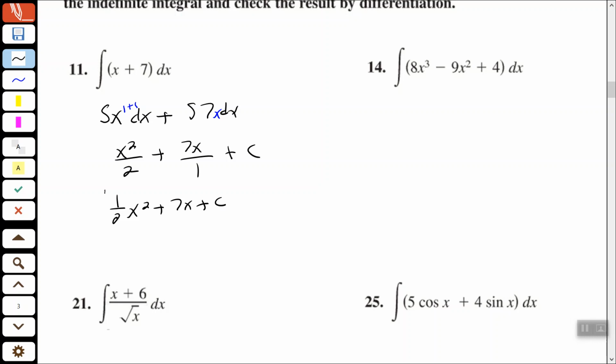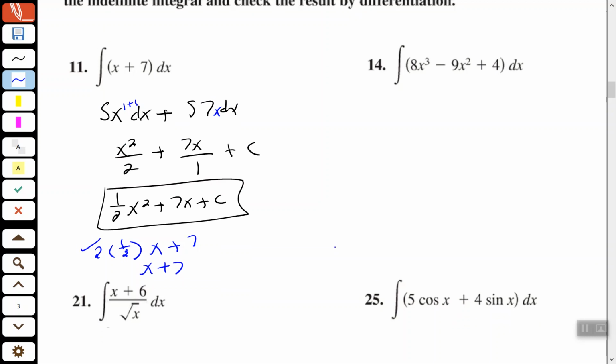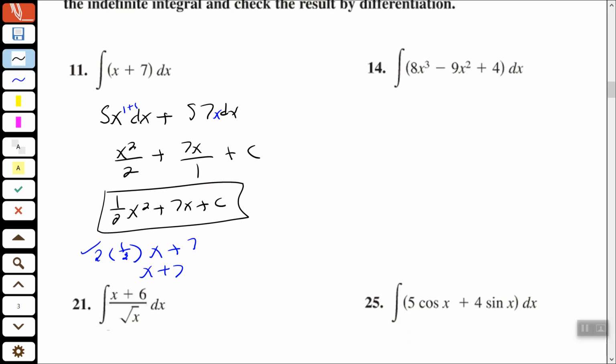And you can check this by finding your derivative of what you have here. So if we wanted to find the first derivative of this, we would say 2 times 1/2, then subtract 1. So 2 times 1/2 is x to the first power, plus 1 times 7, because that's the exponent, subtract 1, so the x will go away, and the derivative of any constant is 0. So we end up with x plus 7 right back where we started, dx. So that was a quick check. So to find your antiderivative, add and divide, add and divide.